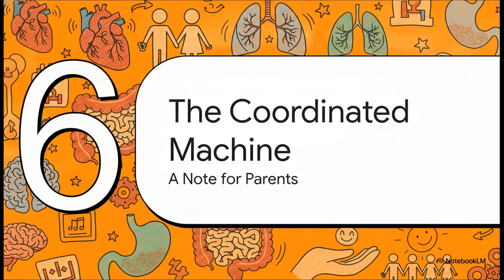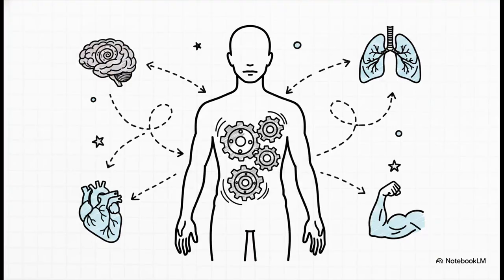Section 6. Parents. The coordinated machine. So the crucial point is, and I actually want to shift my tone just slightly here to address any parents or guardians who are tuning in with us today. The core philosophy of 7th grade life science is that your child is absolutely not just memorizing a random list of organs. Through this application task, they're building a concrete, functional understanding of the science standards.